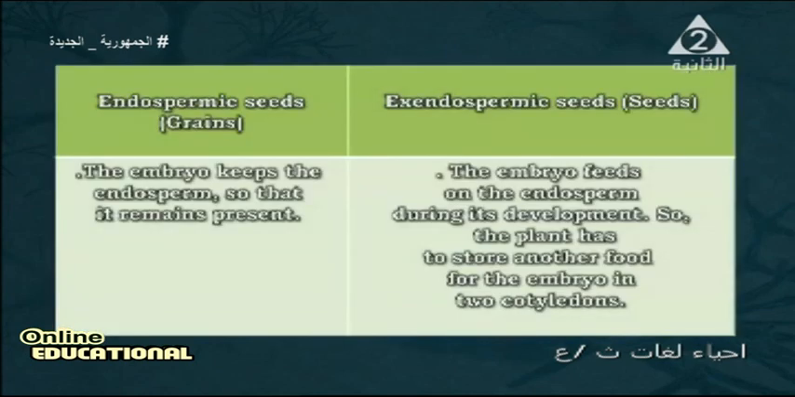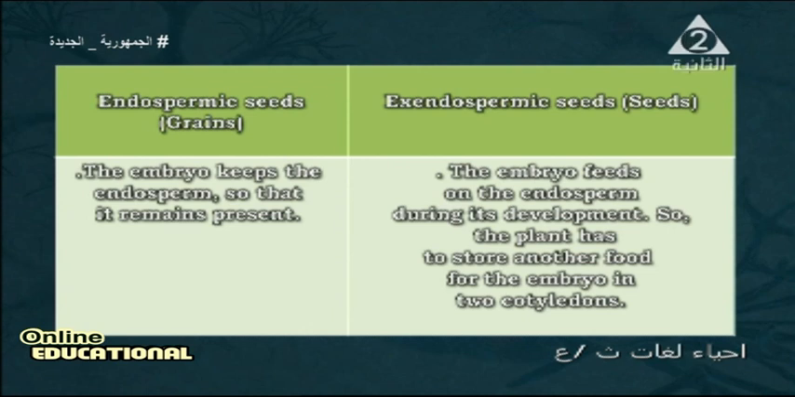There are endospermic seeds, which contain grains, and exoendospermic seeds. Endospermic seeds and exoendospermic seeds. In endospermic seeds, the embryo keeps the endosperm so that it remains present. But what is exoendospermic? The embryo feeds on the endosperm during its development.